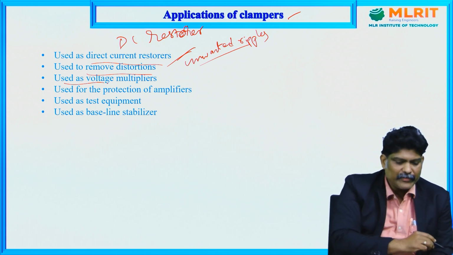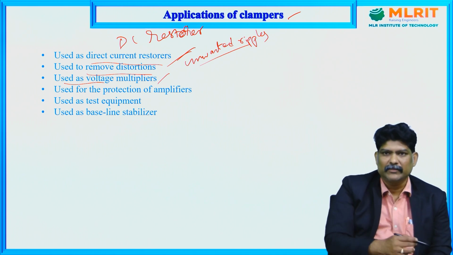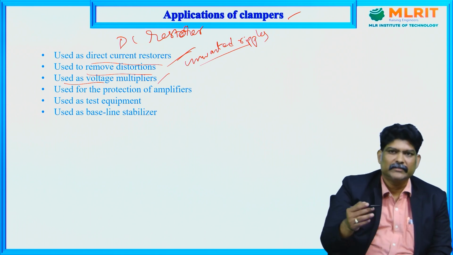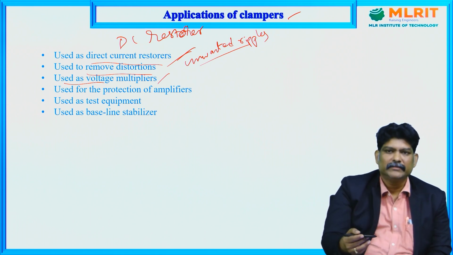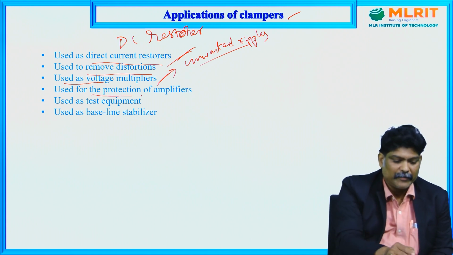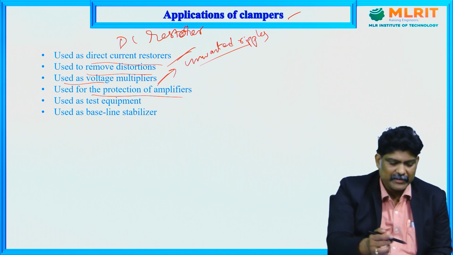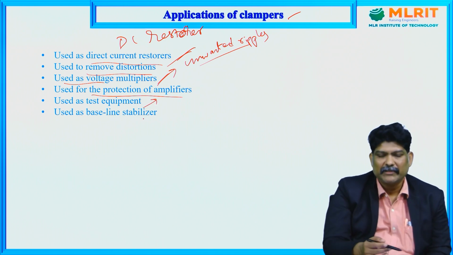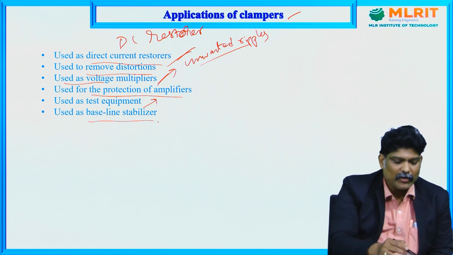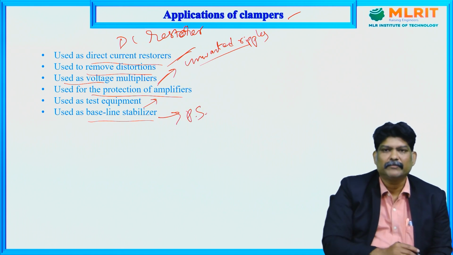It can also be used as voltage multipliers. When you want to multiply voltages and you connect them in series, we are able to multiply the voltages. We can also protect amplifiers using clamper circuits, and use clamper circuits in test equipment and laboratories. We can also use them in baseline stabilizers, meaning power supplies, like DC power supplies.